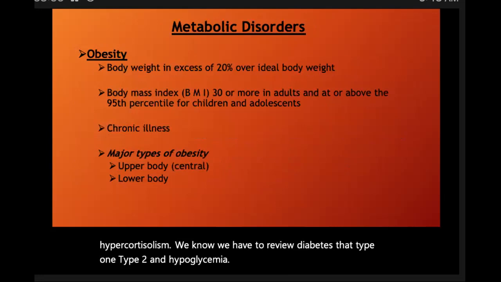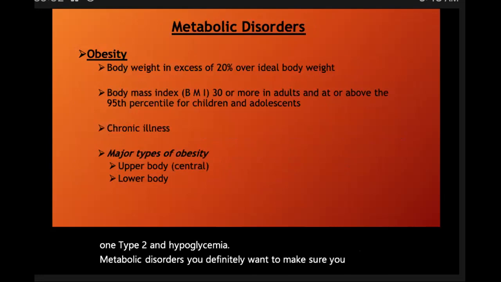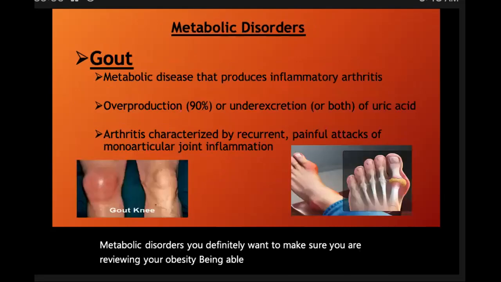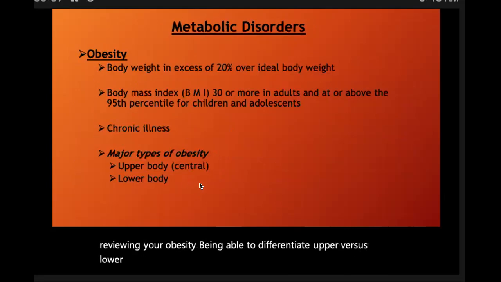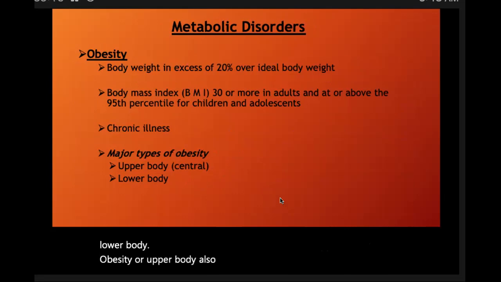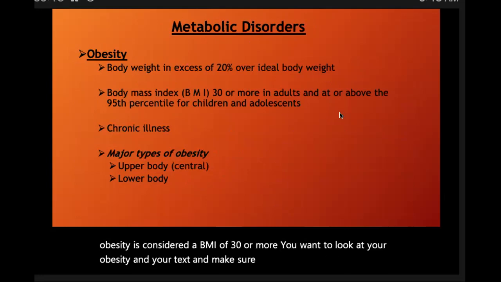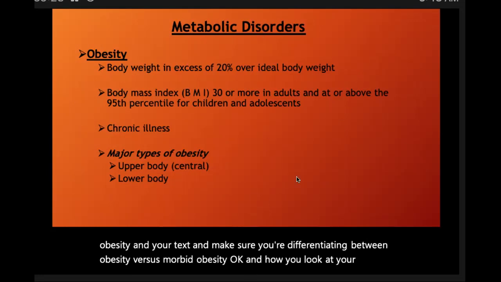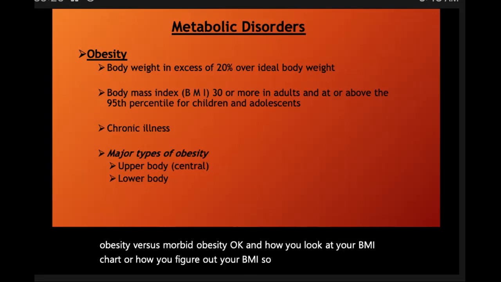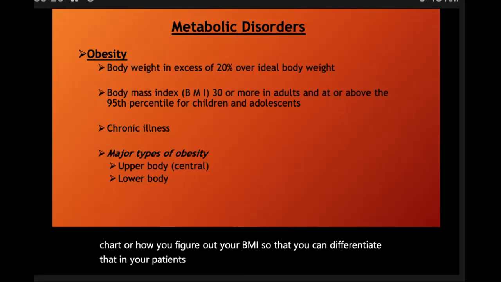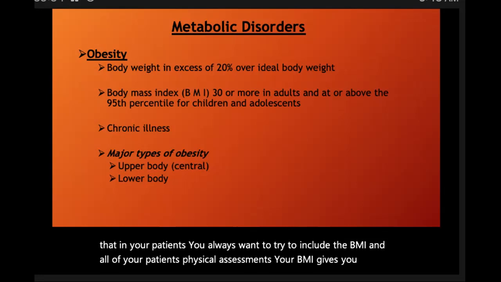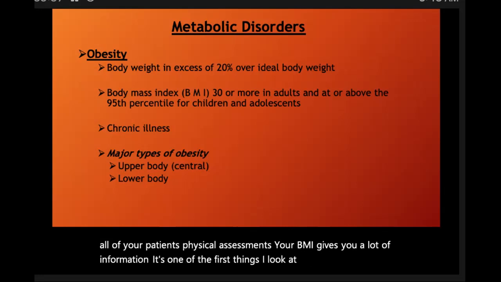Metabolic disorders, you definitely want to make sure you are reviewing your obesity, being able to differentiate upper versus lower body obesity, with upper body also being central obesity. Remember, obesity is considered a BMI of 30 or more. You want to look at your obesity in your text and make sure you're differentiating between obesity versus morbid obesity, okay? And how you look at your BMI chart, or how you figure out your BMI, so that you can differentiate that in your patients. You always want to try to include the BMI in all of your patients' physical assessments. Your BMI gives you a lot of information. It's one of the first things I look at when I look at a patient's chart.